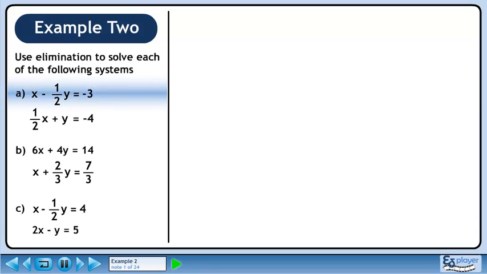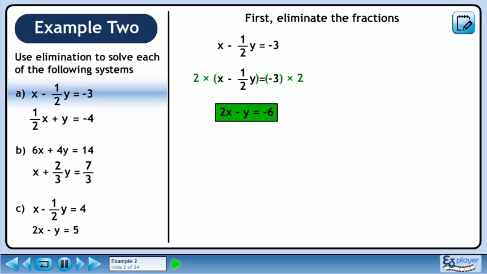In this example, we will use elimination to solve different systems of equations. The equations in part A have fractions for coefficients. Before we attempt solving this using elimination, let's get rid of the fractions.